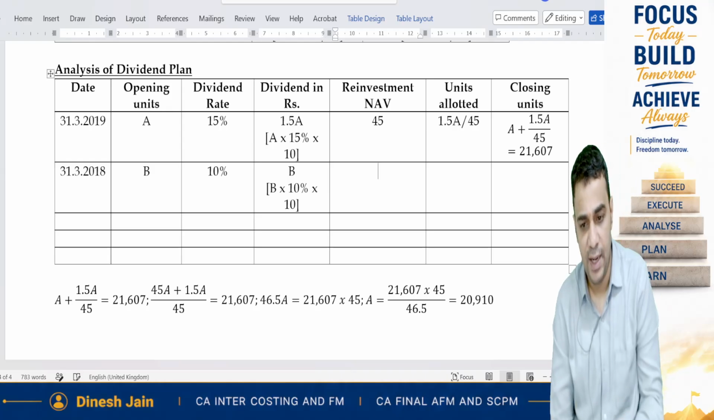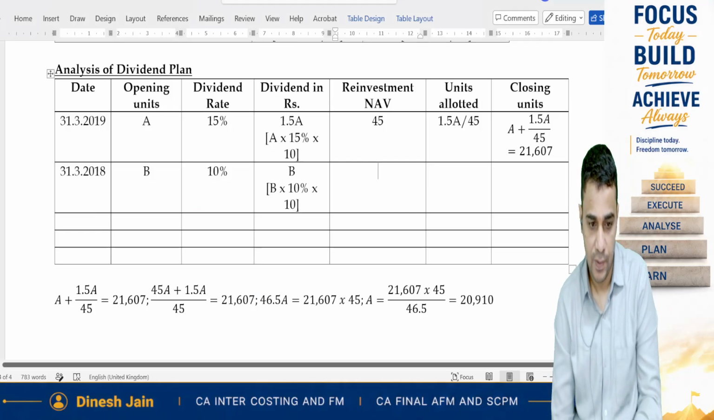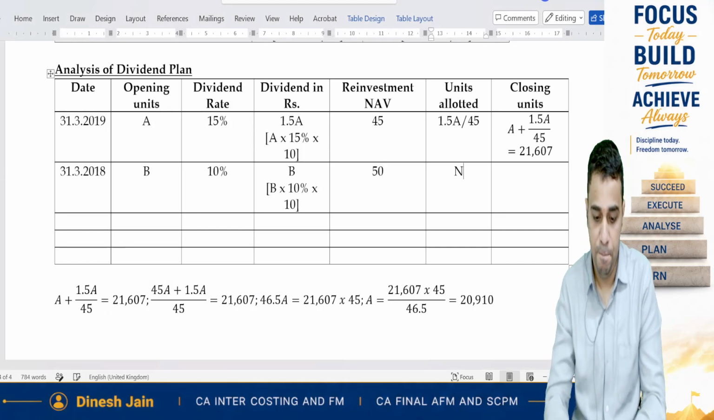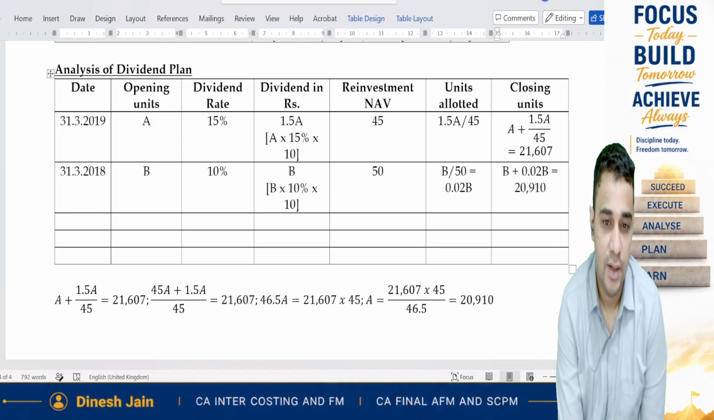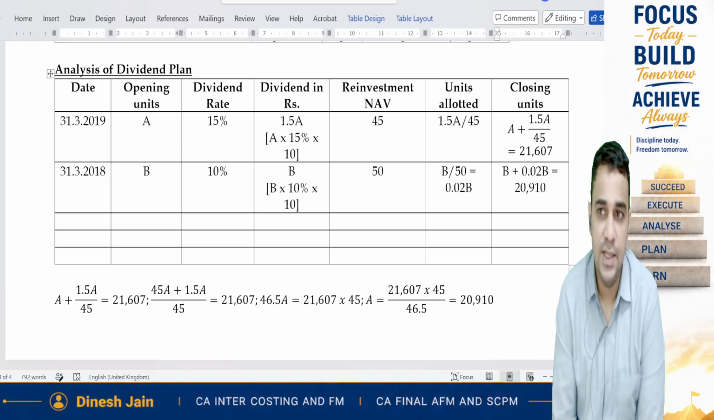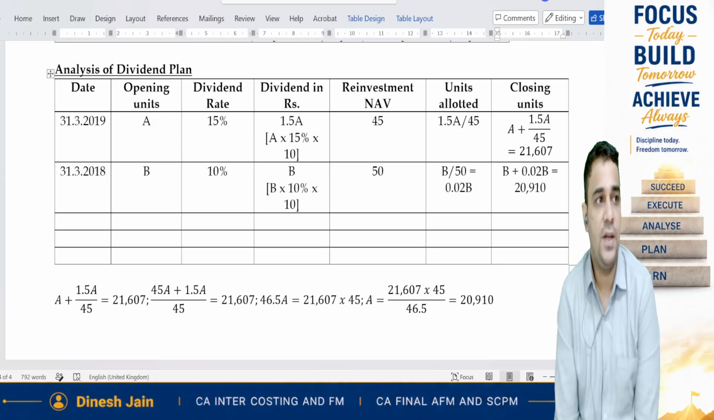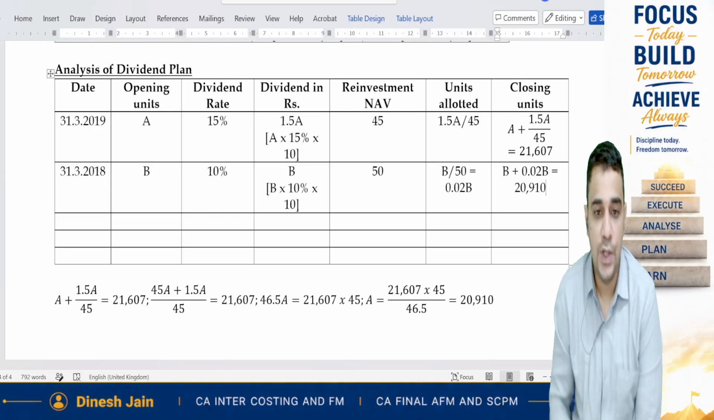What is the reinvestment NAV on this day? 50. Units allotted is B by 50, which is 0.02B. B plus 0.02B equals 20910. Instead of doing it in fraction, I've done it in decimal. B by 50 is 0.02.